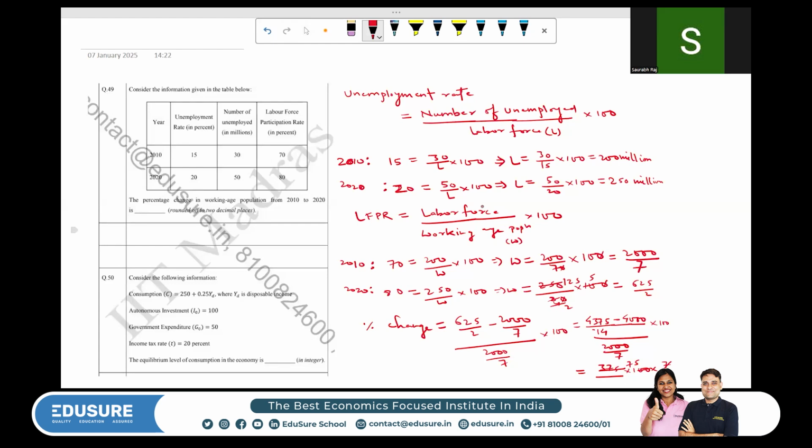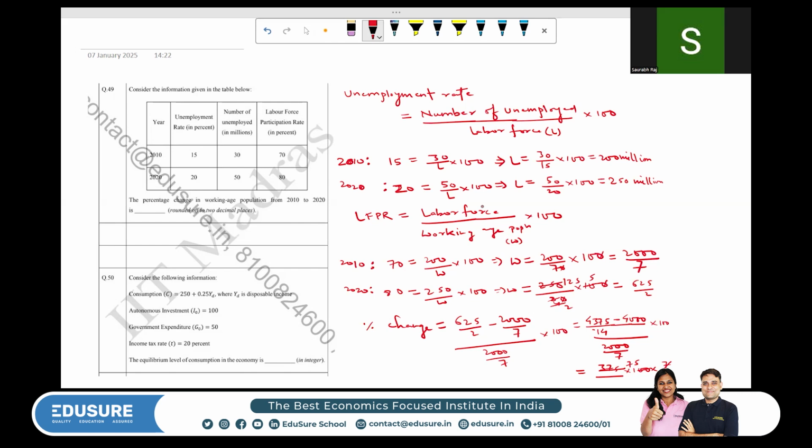In order to solve this question, you first should have the knowledge of what is unemployment rate and what is labor force participation rate. Using the formulas for these two rates, we will be able to solve this question. Unemployment rate is basically the percentage of unemployed persons out of the total labor force. The number of unemployed is given, and unemployment rate is given, so we will be able to figure out the labor force. If you calculate, you will get 200 million labor force for 2010, 250 million for 2020.